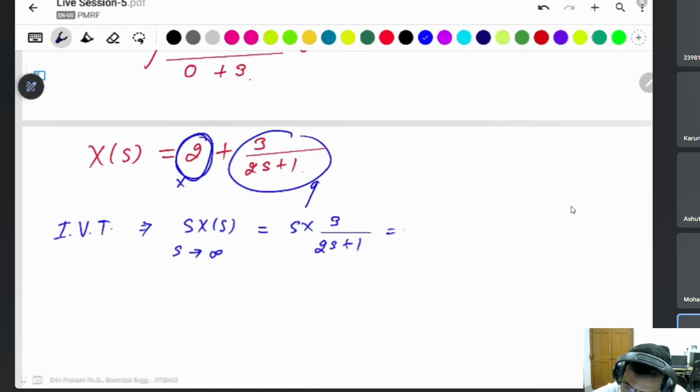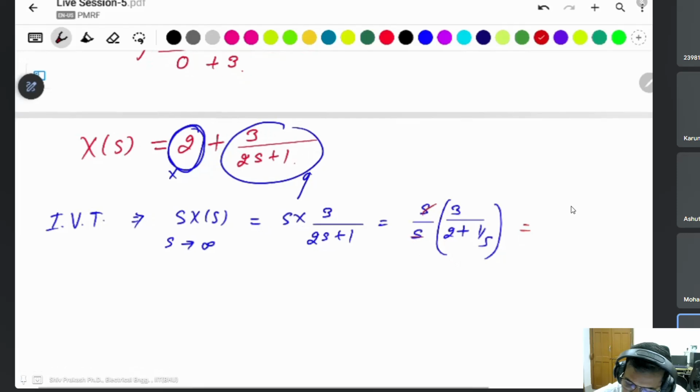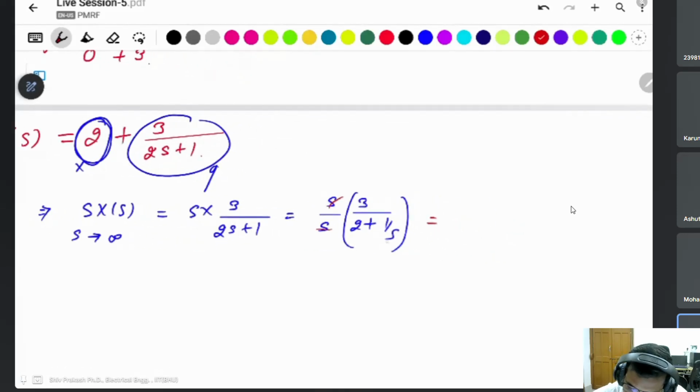Take s common from both, so s divided by s here also. Then this will be 3 divided by 2 plus 1 by s. The s cancels out. If we put s tending to infinity, then 1 by infinity is 0. Then 3 by 2 is the initial value, 1.5, for this.